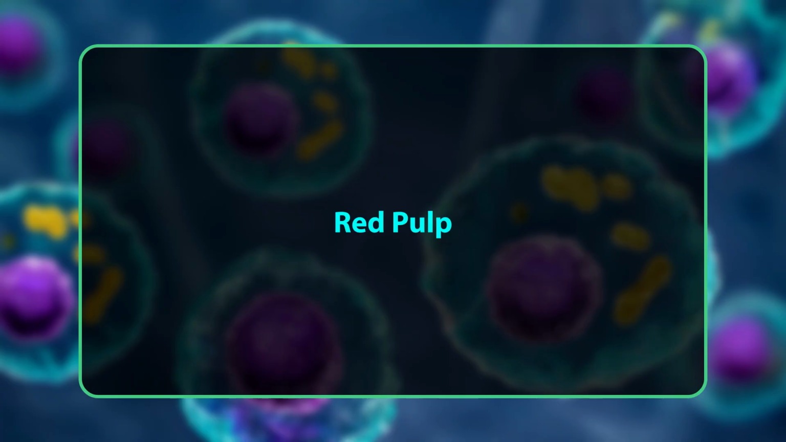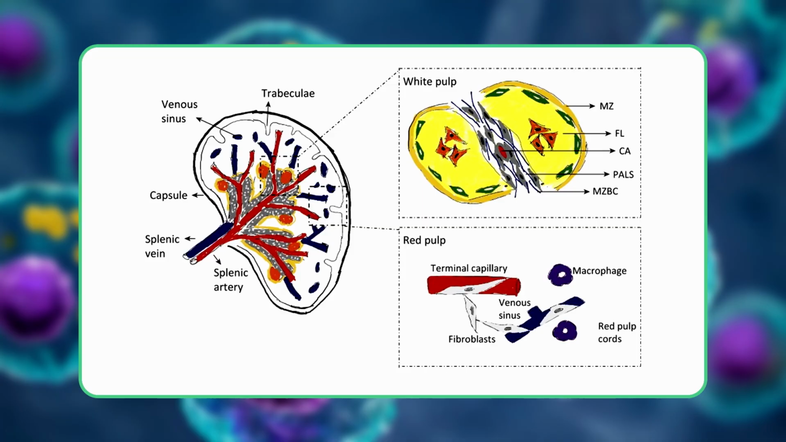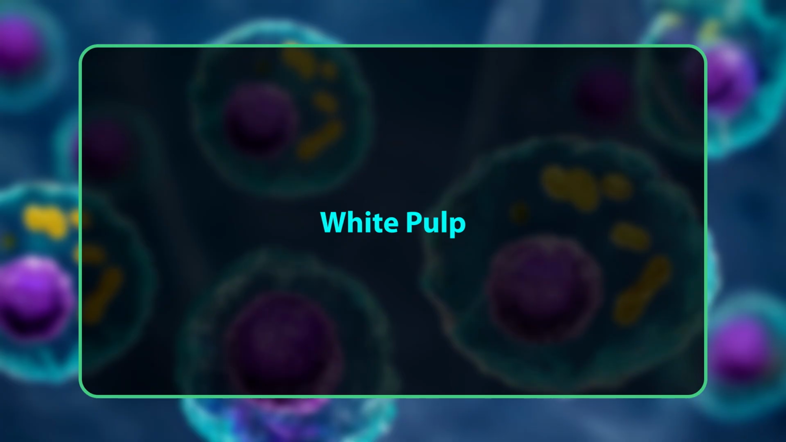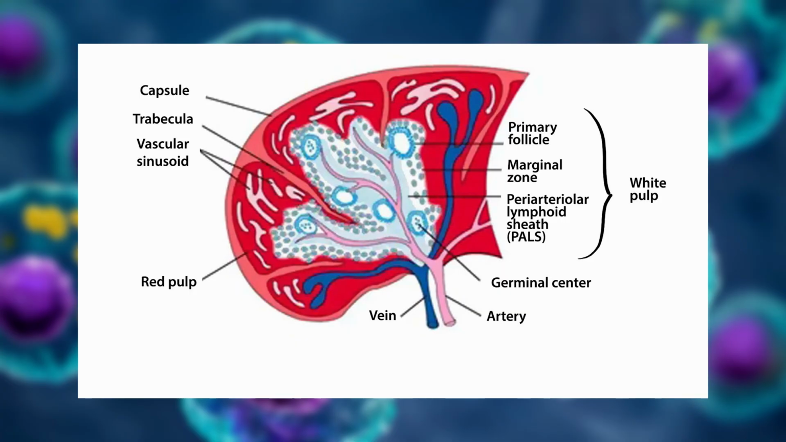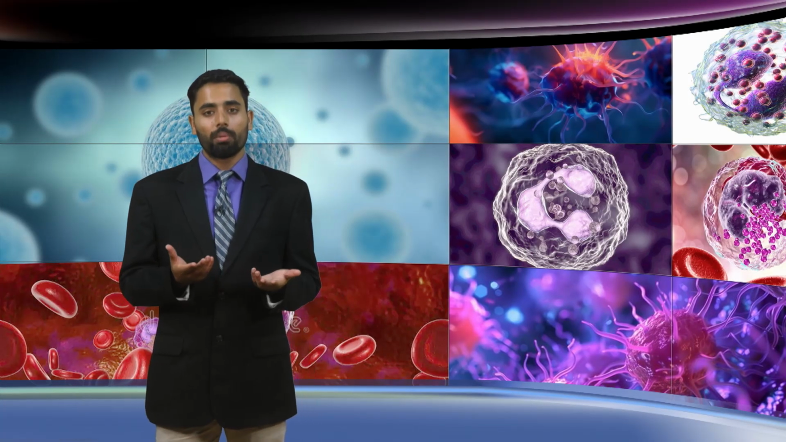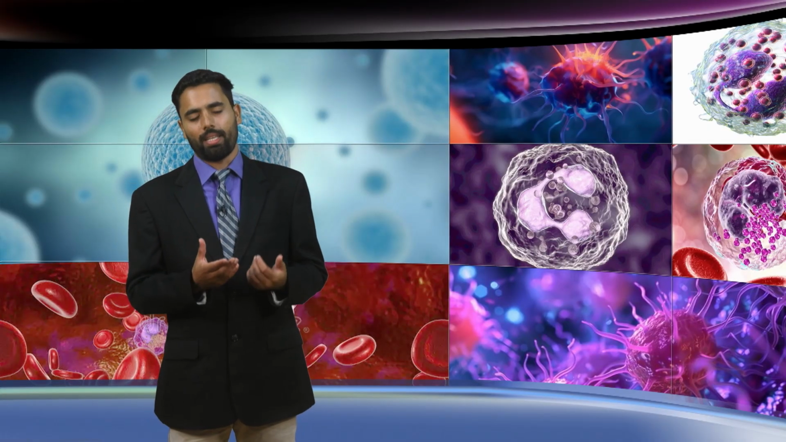Red pulp. This area contains sinusoids, macrophages, red blood cells and some lymphocytes. The bulk of the spleen is composed of red pulp, which is the site of blood cell disposal. Then white pulp. White pulp surrounds branches of splenic arteries, forming a periarteriolar lymphoid sheath, primarily populated by T lymphocytes. Primary lymphoid follicles rich in B cells and some containing germinal centers are attached to the PALS.